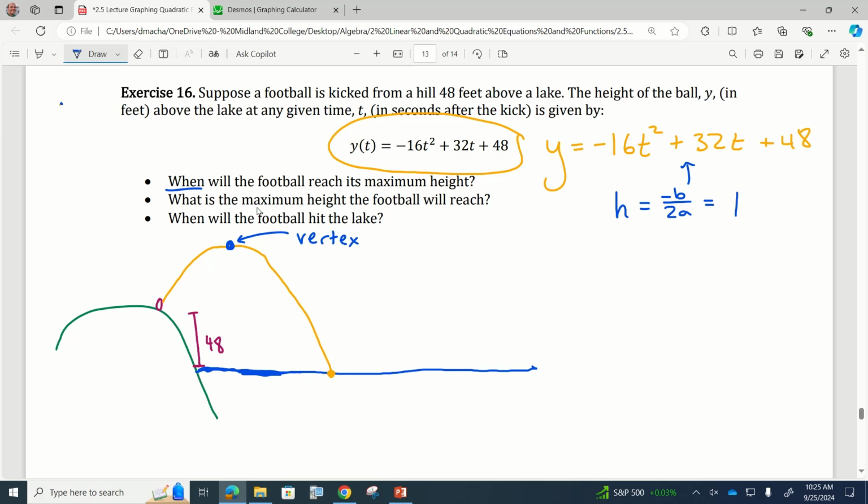But this isn't giving me y as a function of x, it's actually giving me y as a function of t, right? And that means at the vertex, t is equal to 1, meaning I reach the maximum height 1 second after the ball is kicked, right? So I go vertex. That's the answer to the first question.